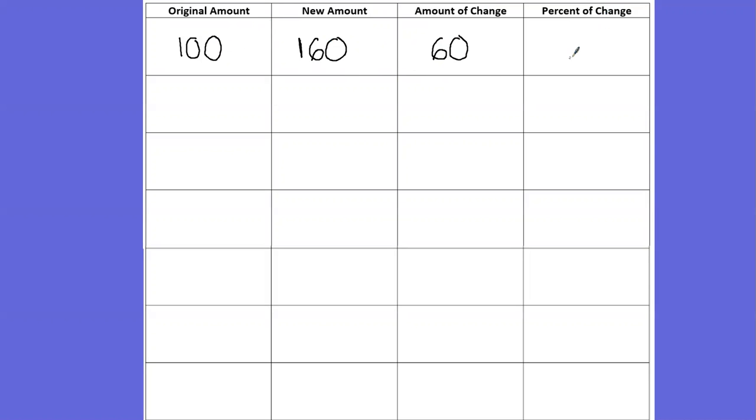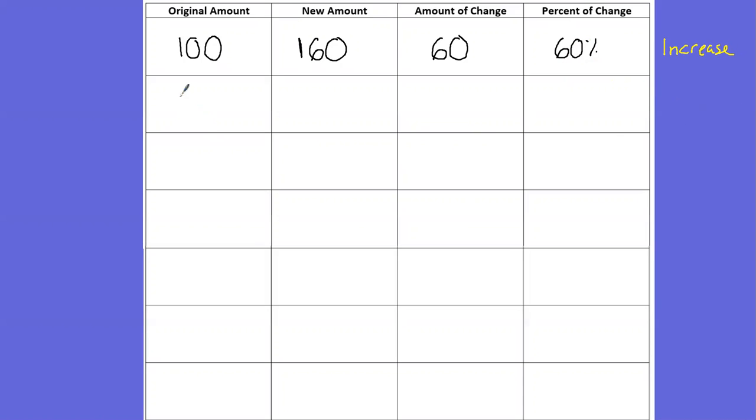And this is a nice, easy one because of my starting amount being 100. A percentage of change is how much am I gaining for every 100. Well, since I started with exactly 100, my percentage of change would just be 60%. And whenever you're dealing with percent of increase and percent of decrease, you want to be very clear as to which one it is. So in this case, this is a 60% increase. All right, let's take a look at another example.